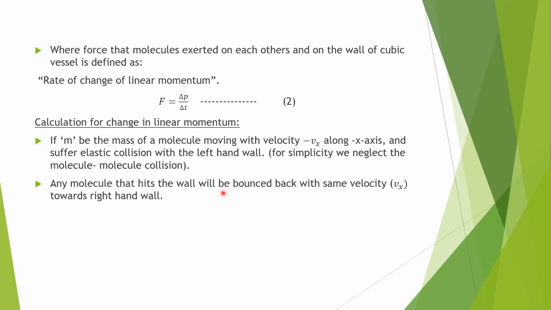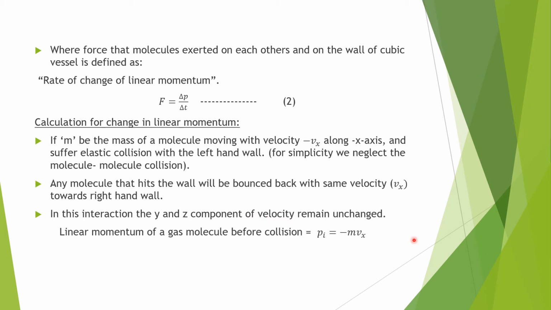For simplicity, we neglect the molecular interaction. Since the particle is moving along the x-axis, the y and z components of velocity remain unchanged. Linear momentum is defined as the product of two quantities, mass and velocity, and it tells us about the quantity of linear motion.